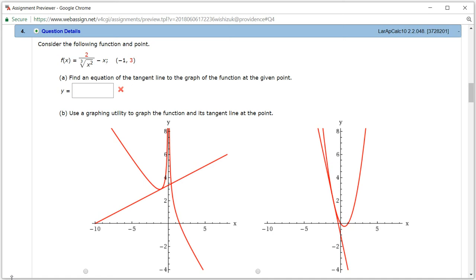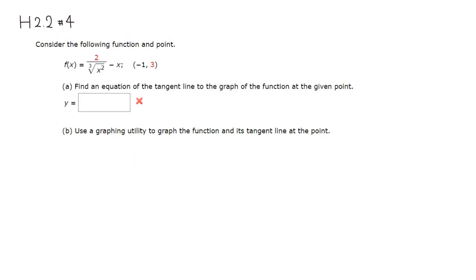All right, let's look at homework 2.2, problem number 4. First we want to find an equation of the tangent line to this graph at the given point. So let's do that. First we need to find the derivative.